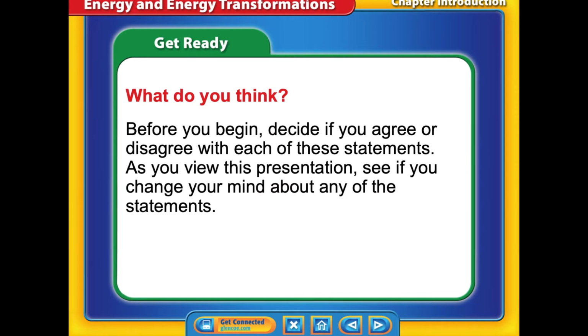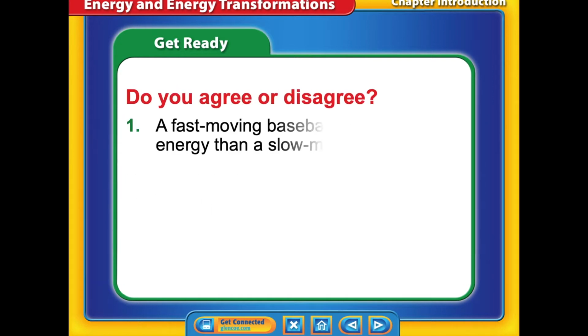Before we begin, decide if you agree or disagree with each of these statements. And as you view this presentation, see if you change your mind about any of these statements. So let's go. Let's look at the first statement. Do you agree or disagree with statement number 1? A fast-moving baseball has more kinetic energy than a slow-moving baseball. Do you agree with that, or do you disagree?